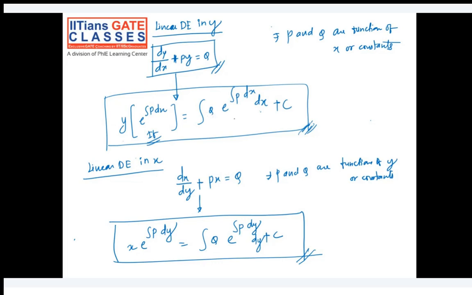That's all. E to the power integration of p dx is the integrating factor we already studied. So in this case, that is always the integrating factor. So the solution of dy by dx plus py equal to q, this kind of equation, is y into integrating factor is equal to, in simple words, integration of q into integrating factor plus c. Okay, that's all.